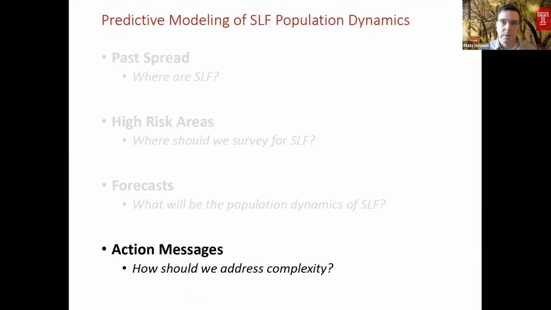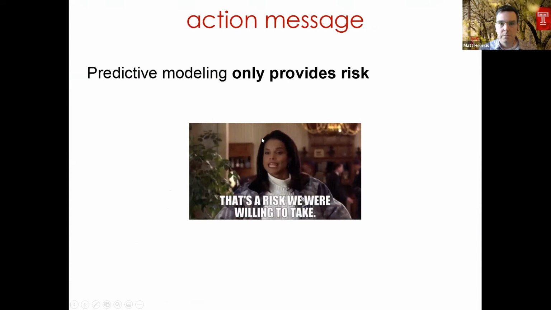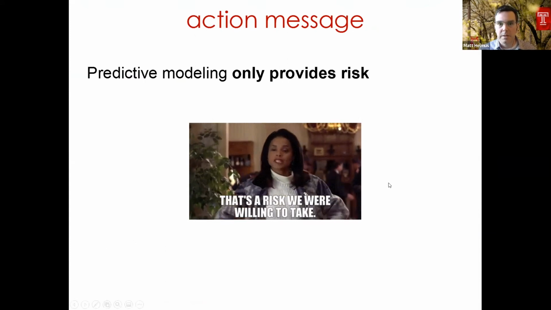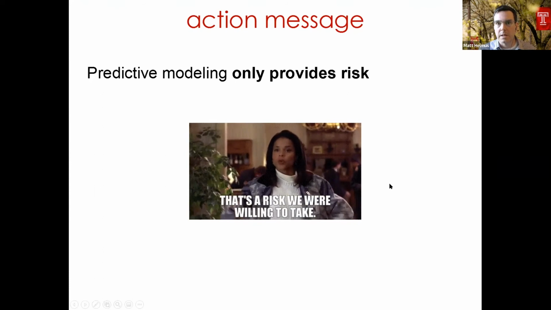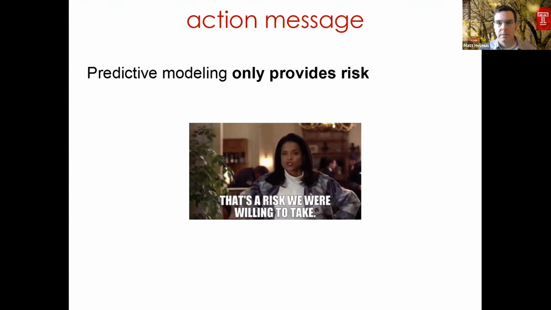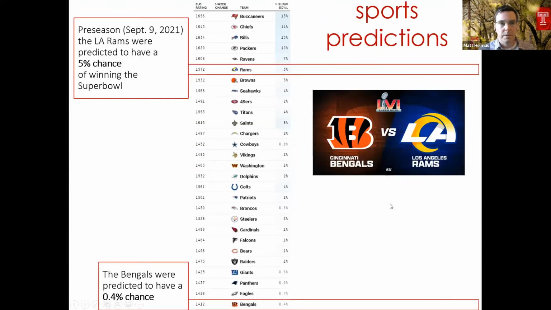So let's unpack that statement that I just made and how we should address this complexity in this system. Back to my action message: predictive modeling really only provides an estimate of risk. Here's an example of that. The LA Rams just won the Super Bowl. Were they predicted to win the Super Bowl? The answer to that is not really.